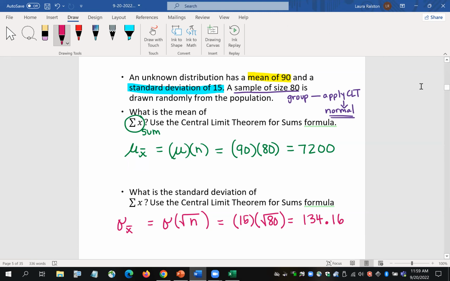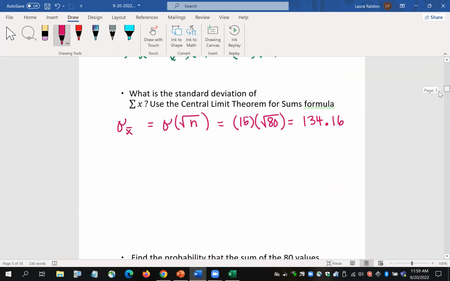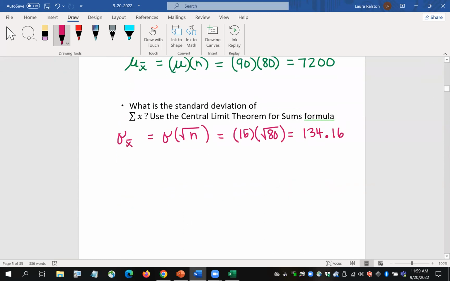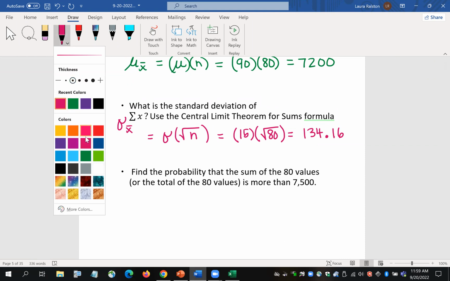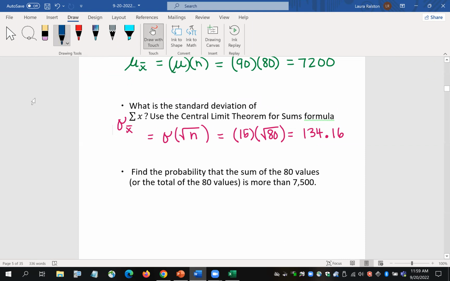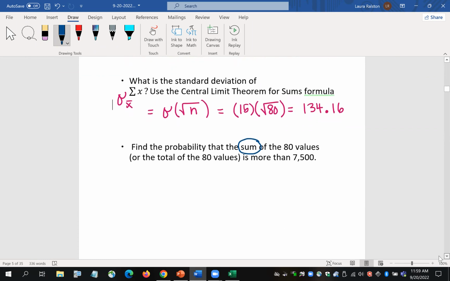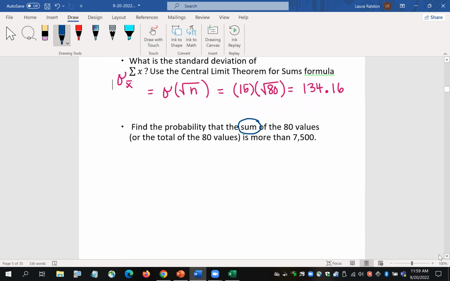Okay, so we've determined our mean for the sum and the standard deviation for the sum. So then we can begin looking at the problems. The first one says, find the probability that the sum of the 80 values is more than 7,500. Okay, so again, the question uses the word sum.